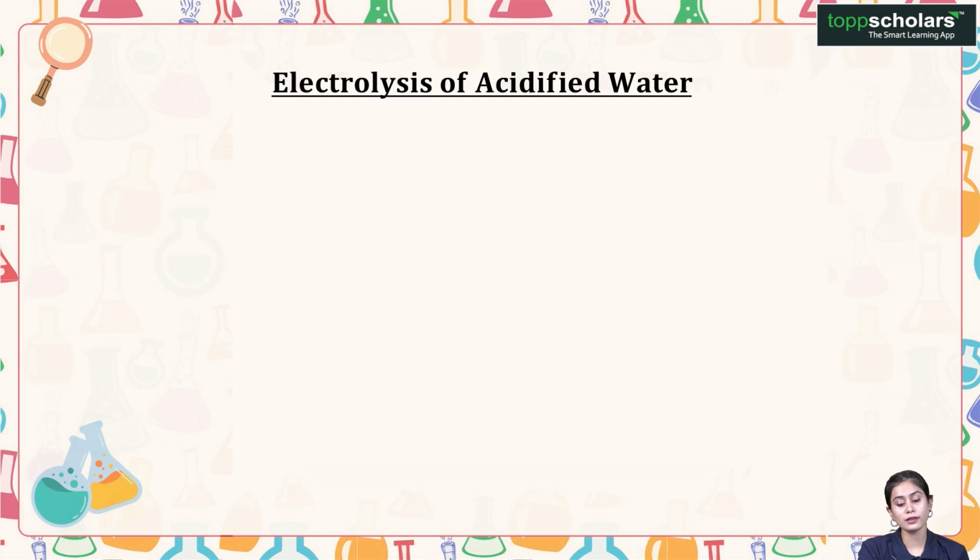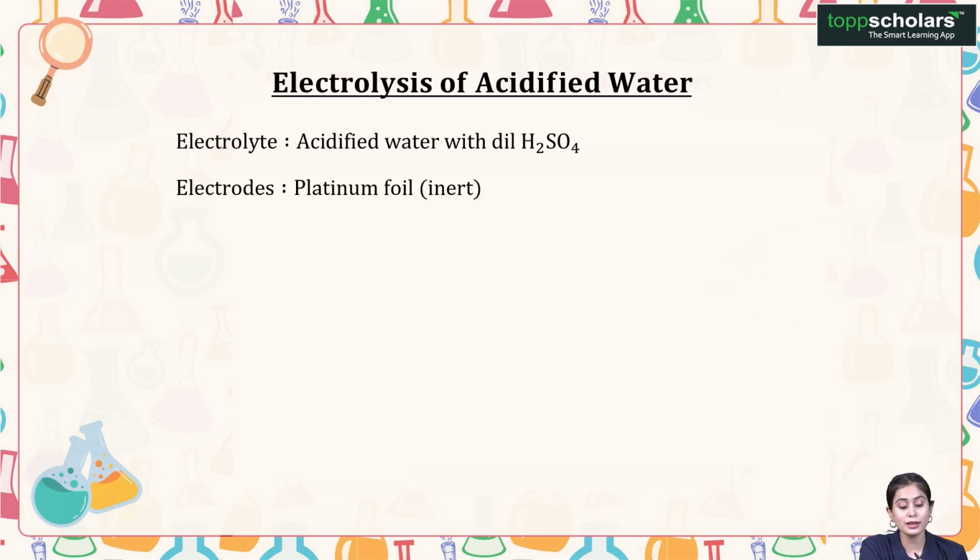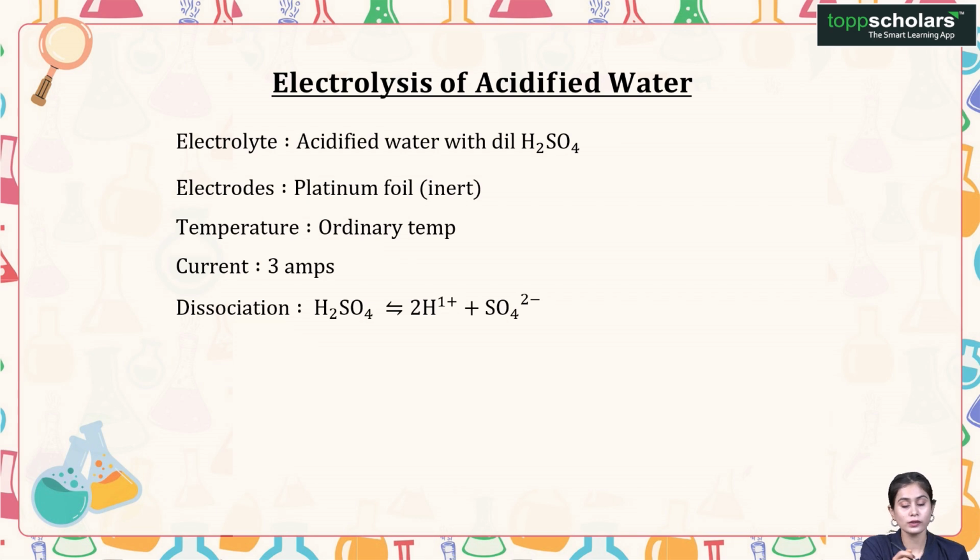Moving on, electrolysis of acidified water, all the important reactions which are involved. Let's go through it. What is the electrolyte? Acidified water with dilute sulfuric acid H2SO4. That is your electrolyte. Your electrode is the platinum foil, which is inert. Temperature is ordinary temperature. Current is 3 amperes. Dissociation takes place: H2SO4 will dissociate to form 2H1+ and SO4 2- ions. Clear? Water will also dissociate to form H+ and OH- ions.